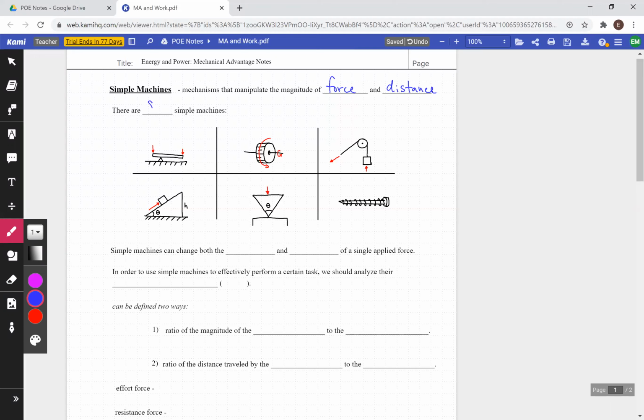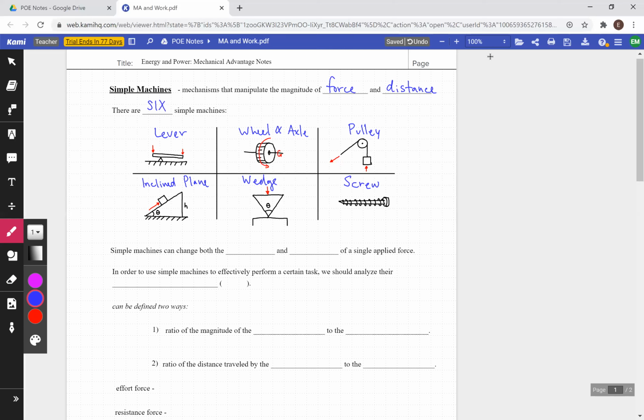So there are 6 classical simple machines that most people would consider. We've got a lever, a wheel and axle, a pulley, an inclined plane, which is basically just a ramp, a wedge, which is if you took an inclined plane and used it as the object that's being pushed into something. And then you also have the screw, and that's like you take an inclined plane and you wrap it around a pole or something like that.